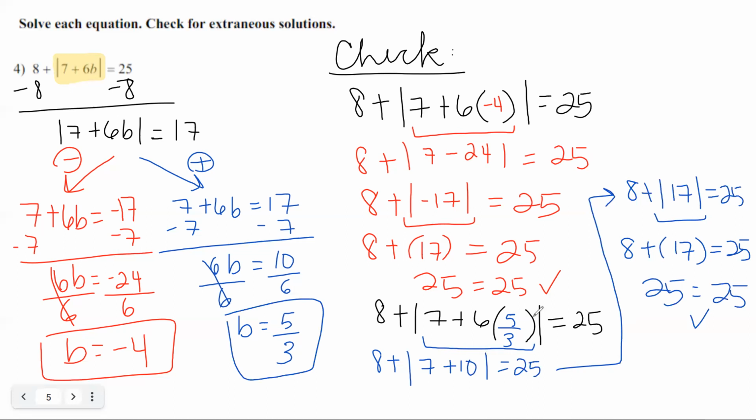And if you want to be fancy and write your answers in set builder notation, knock yourself out. It's going to be the smallest number first, -4, and then the next number second, 5/3. All right, let's keep moving and grooving. Why not?